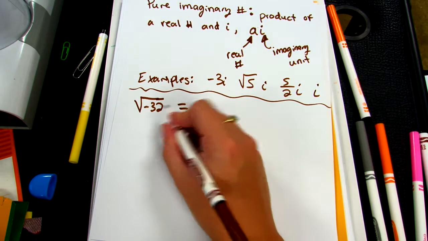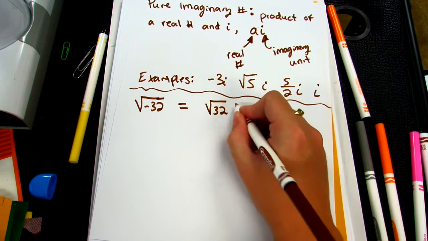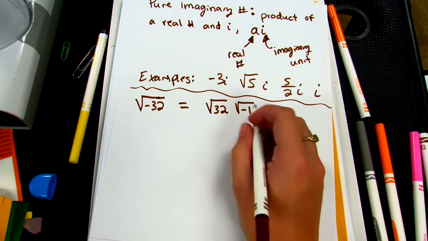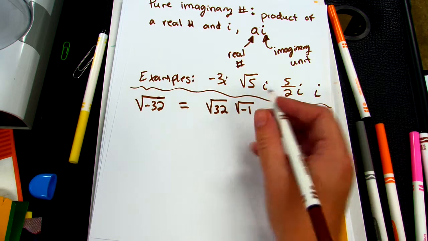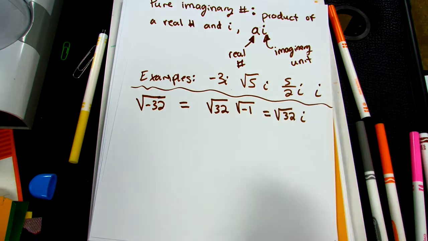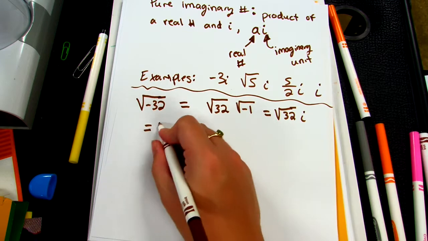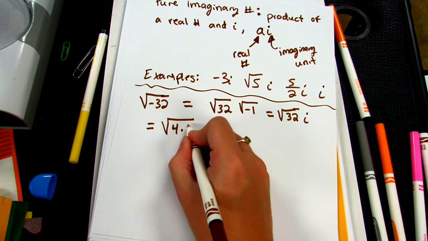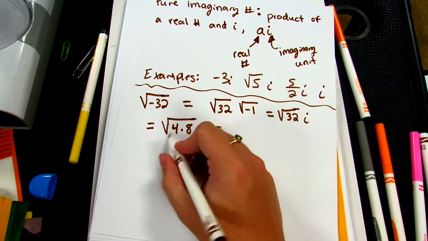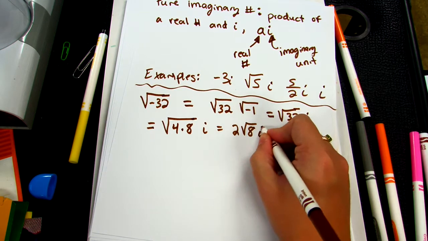However, we know that the square root of negative 32 is the same as saying the square root of 32 times the square root of negative 1, okay? Which means that this square root of negative 1 is i. So we have the square root of 32 i. Okay, however, if it says to simplify, we're not quite done, because 32 can be broken down into 4 times 8. Okay, so what's the square root of 4? 2. So we've got 2 square root of 8 i.